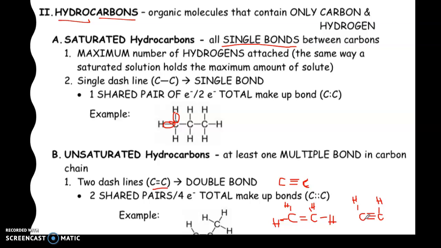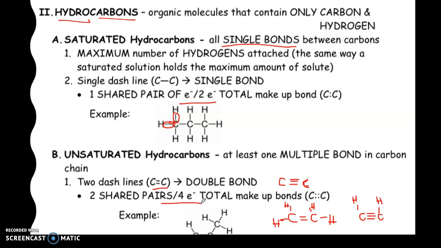Now, one thing about the bonds that is really helpful is if you have a single bond, that means you're only sharing 2 electrons. But if you have a double bond, you're sharing 4 electrons. And guess how many electrons you're sharing for a triple bond? Yes, that's 6 electrons. So we share electrons by twos, and as we increase in our dash lines, that is multiplied.